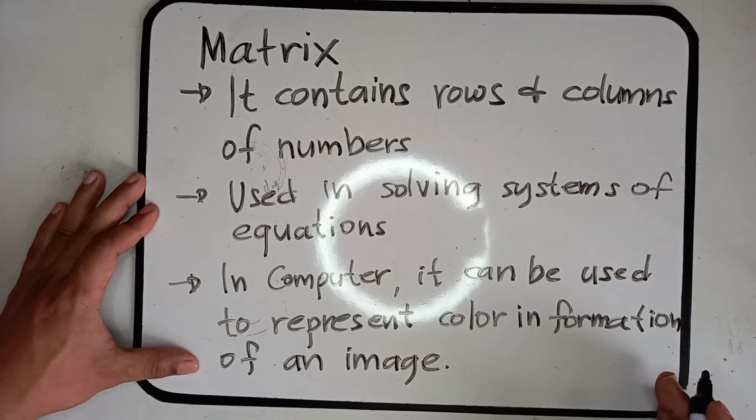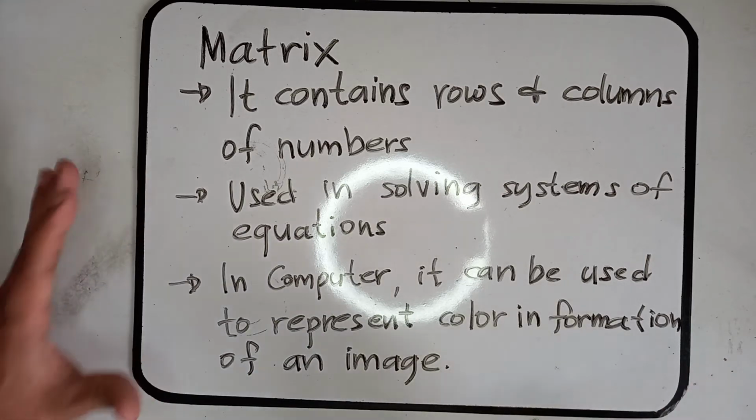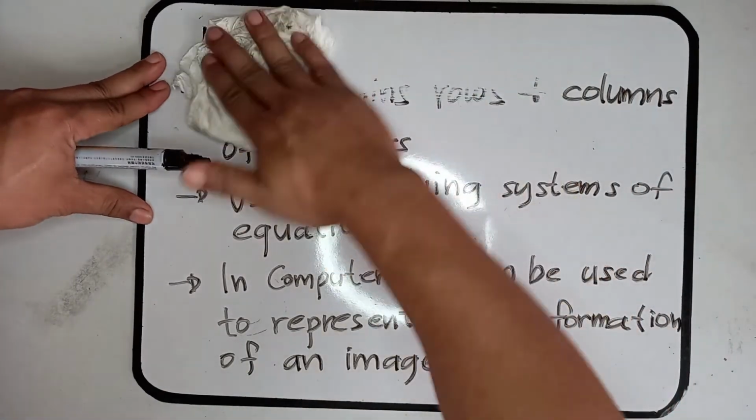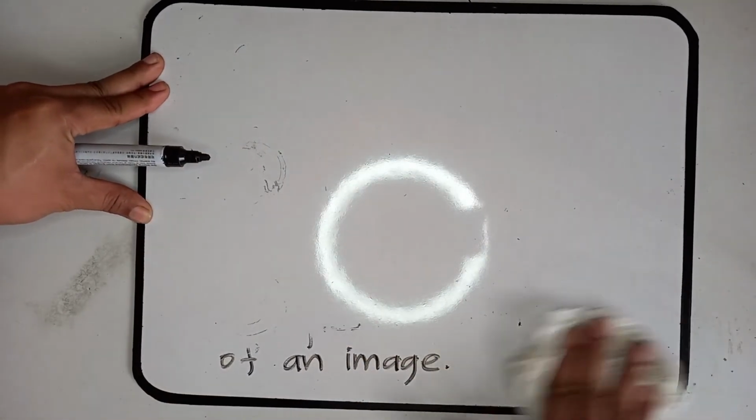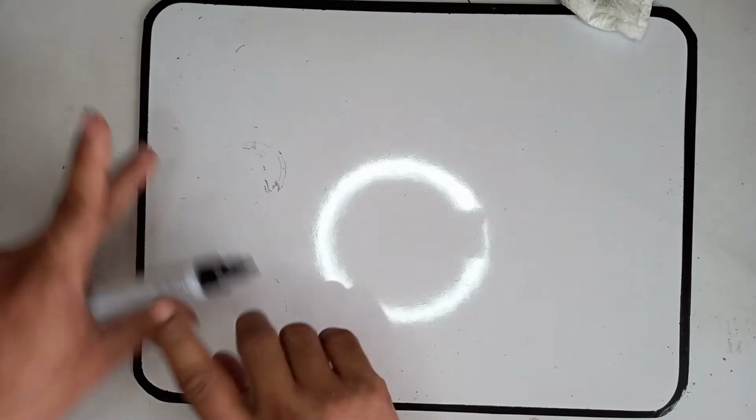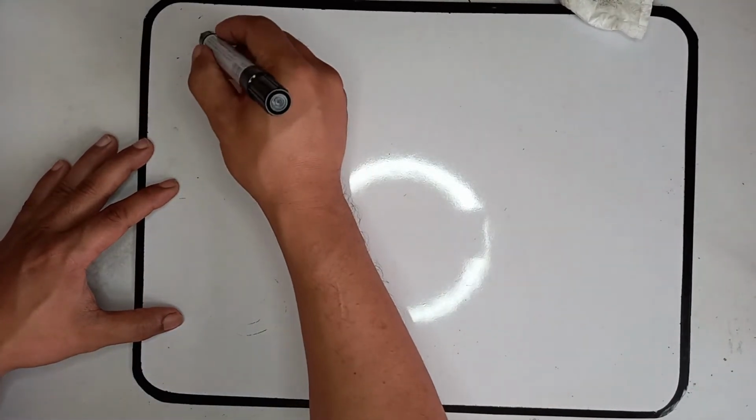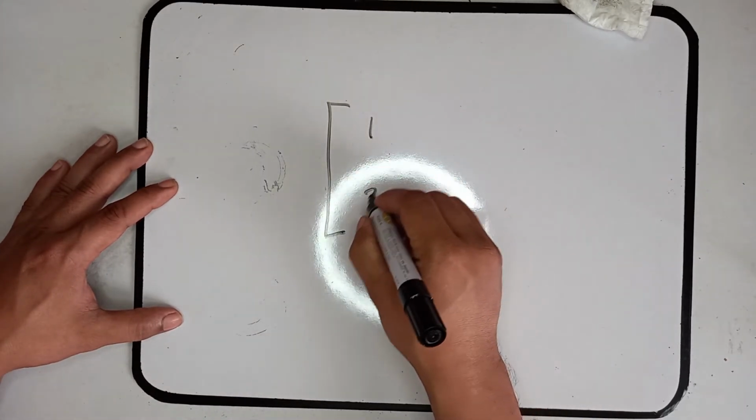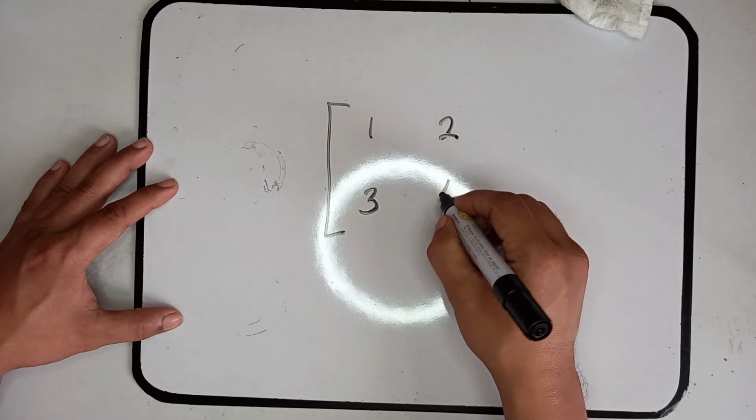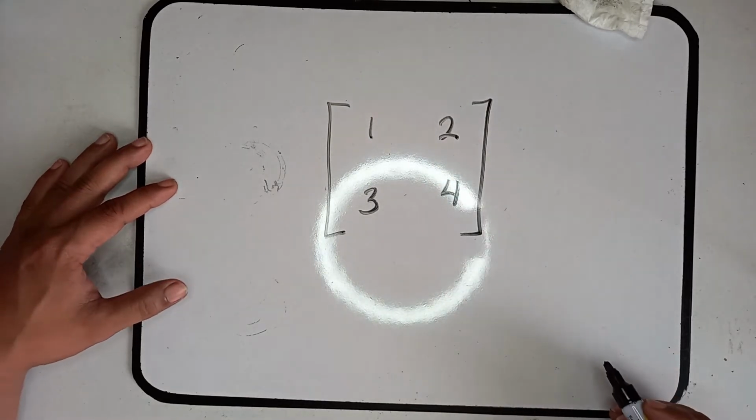Okay, so let's have an example of what really a matrix is. So this is an example of matrix.